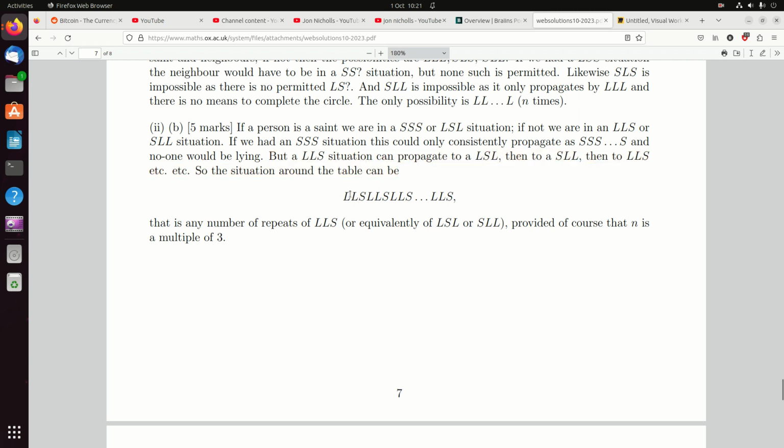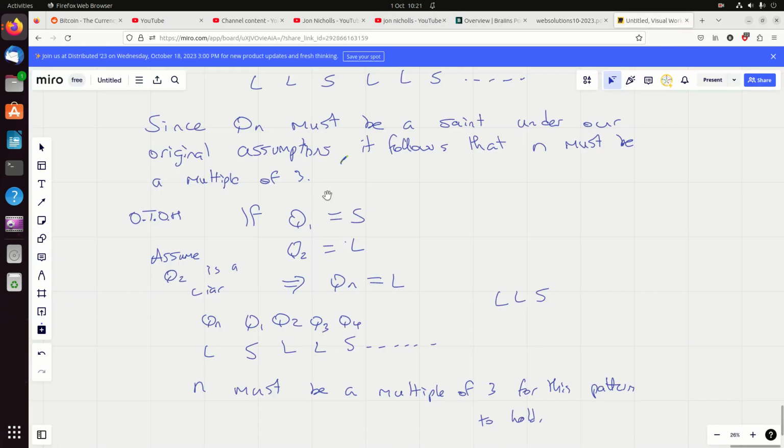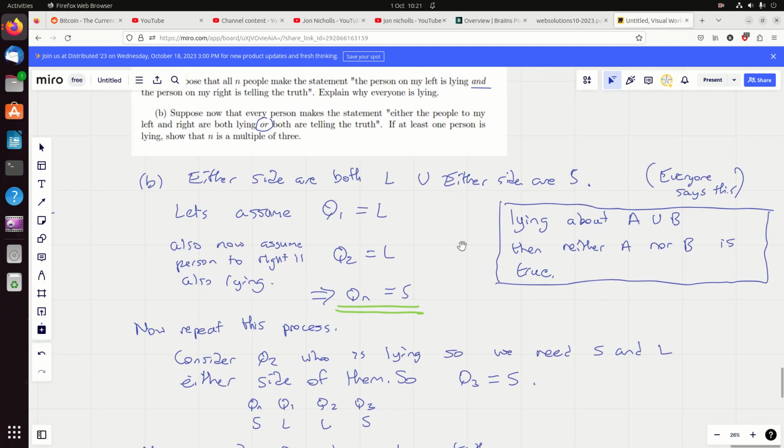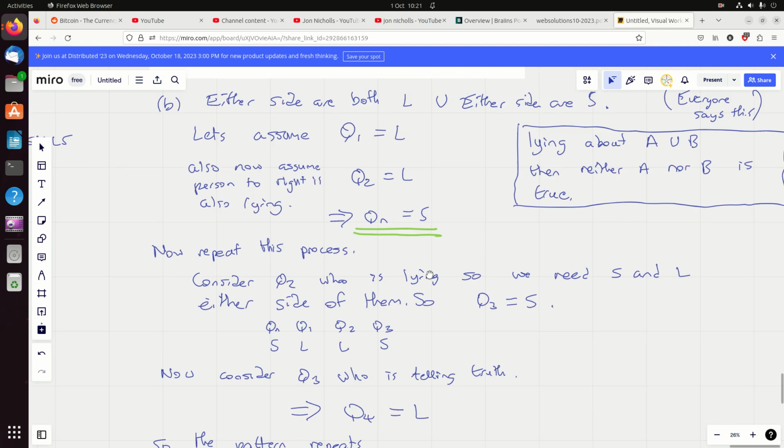Really, they're just looking at that bit here. There we go, I've highlighted it. They're just looking at LSL there, or SLL. They're just starting from the S there. So it is the same thing. It is equivalent, provided, of course, that N is a multiple of 3. And it's because of that QN situation, which I assumed right at the start, QN crucially must be the same. And so by the time you come back round to them, they have to be the same.